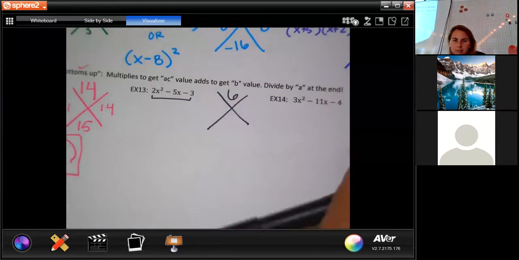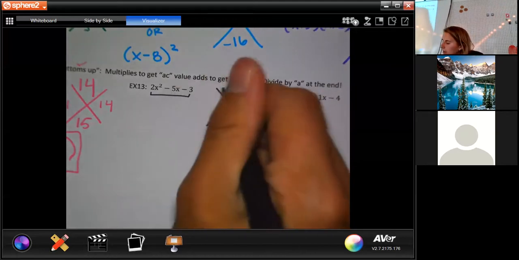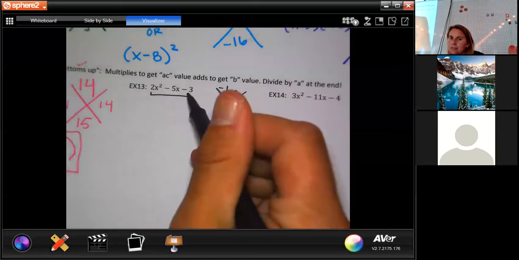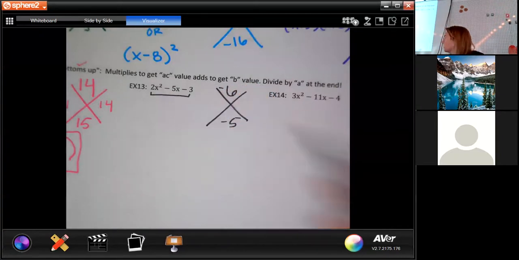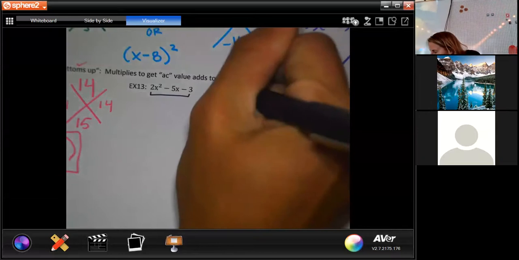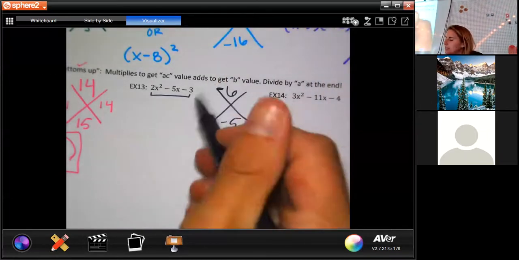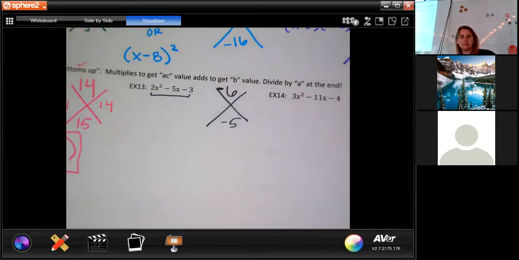And it gives me 6. And negative 6, because 2 times negative 3. And then negative 5 goes on the bottom. All right, so I want to multiply and get a negative number. So these signs have to be different. All right, they have to be different.